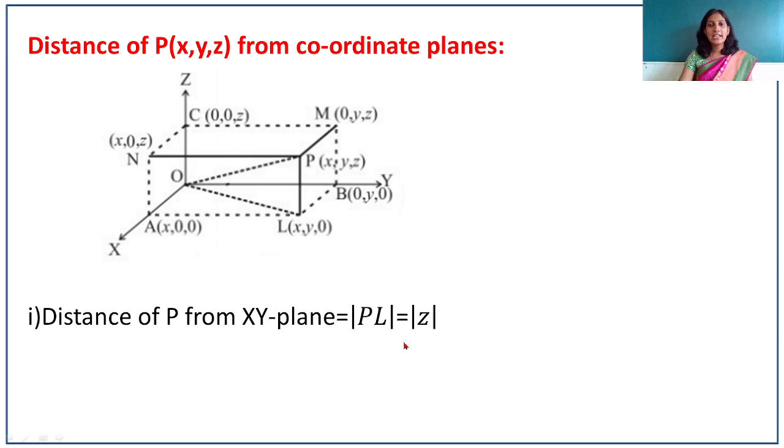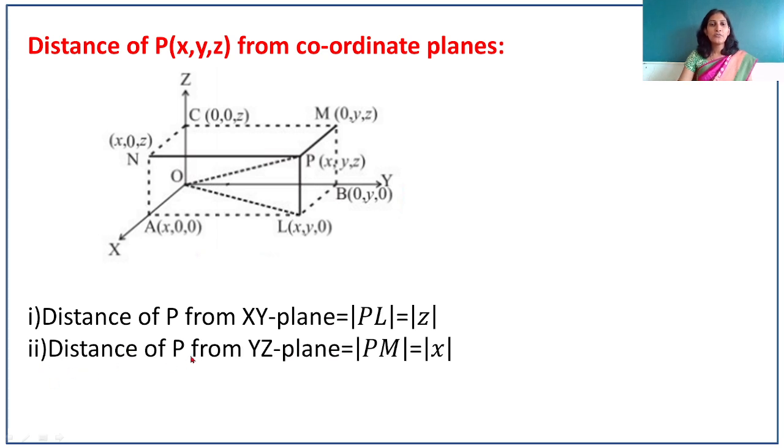So the length of PL is equal to z, because PL is parallel to the z-axis. So this is mod of z, the distance of P from the XY plane. Next is the distance of P from the YZ plane. This is the YZ plane. The distance is this perpendicular PM, which is equal to mod of x, because this is parallel to the x-axis.